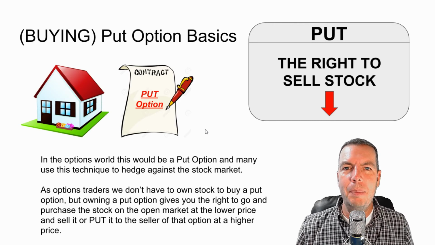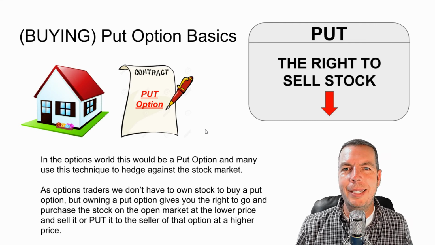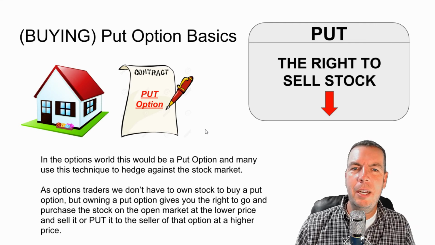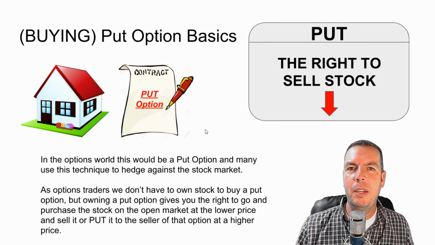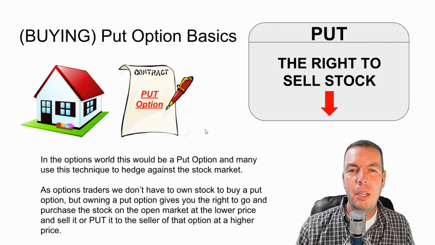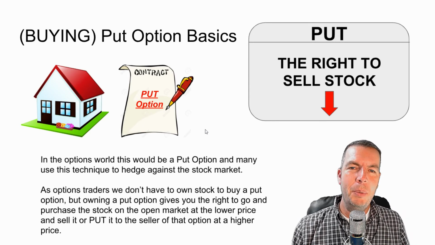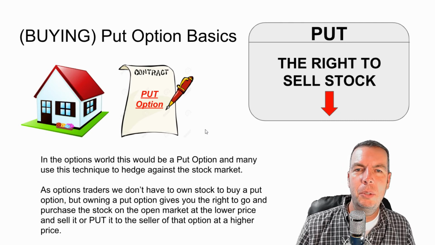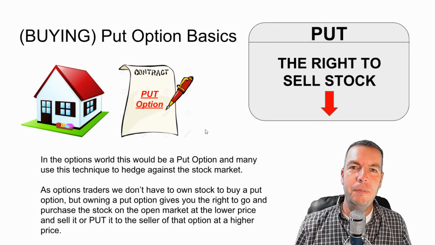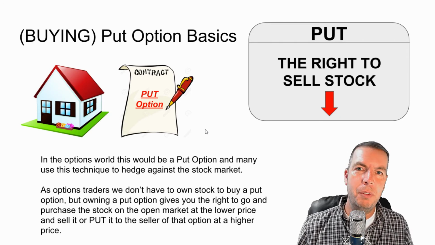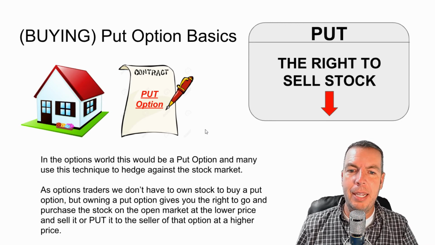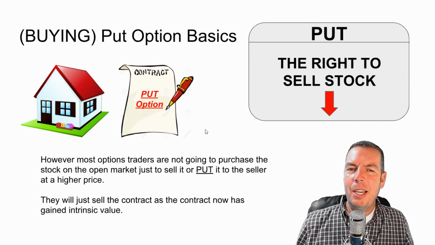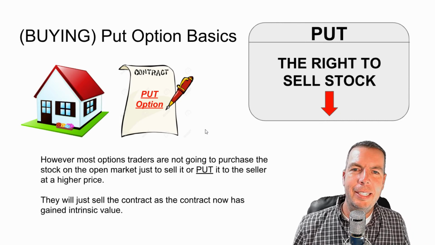So when we bought that put option as a buyer, that gives us the right to sell stock. So let's say we agreed on $150 was our strike price, and that stock is now trading at $100. Well, if we bought that put option, that would now give us the right to go out and buy that stock at $100 and then put that stock to the seller of that put at $150, therefore making us a profit because we bought it low and sold it high because we had the right to sell that stock.